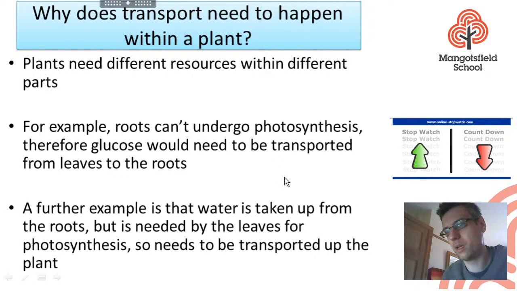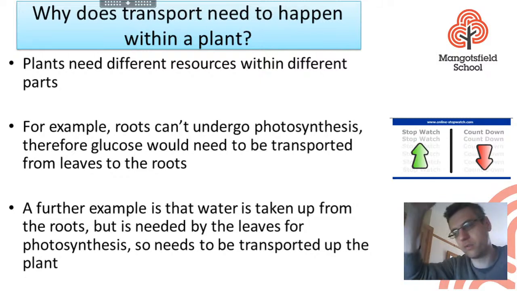Okay, so water needs to be transported by the xylem straight up in the lift, ping, top floor please, right from the roots to the leaf. The xylem takes the water straight up.